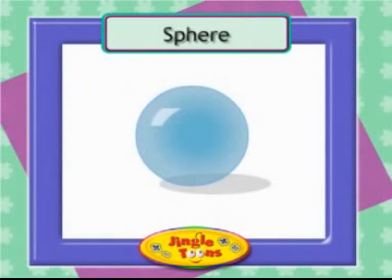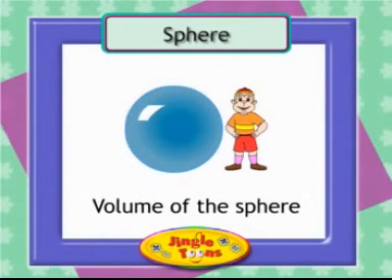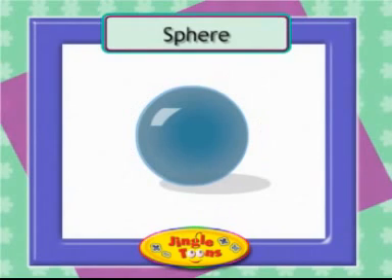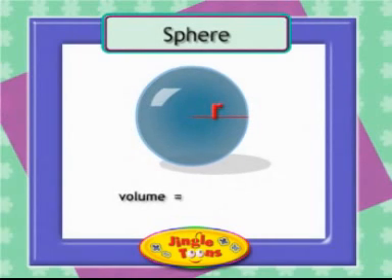Sphere. A sphere, as you know, is a round object like a ball. It does not have any edge. It is considered to be the most symmetrical object. All the space contained inside the round surface is the volume of the sphere. The formula to find the volume of the sphere with the radius of r is volume is equal to 4 upon 3 multiplied by pi multiplied by r cubed.